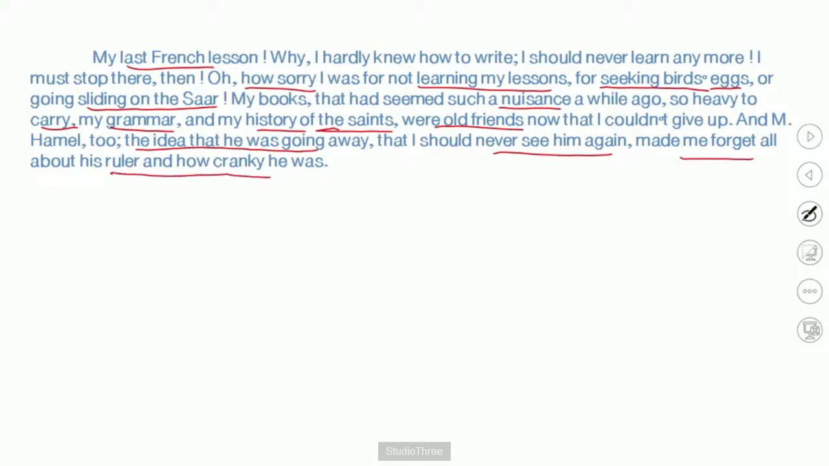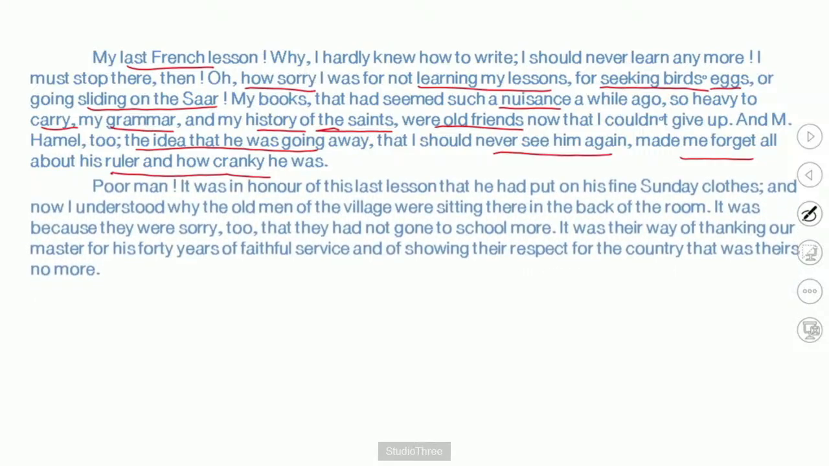Means he was a very strict person, and also always had a ruler in his hand. So now, poor man, it was in honor of this last lesson that he had put on his fine Sunday clothes. And now I understood why the old men of the village were sitting there in the back of the room. It was because they were sorry.